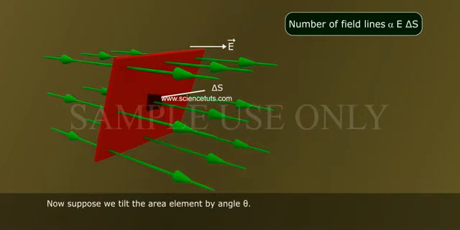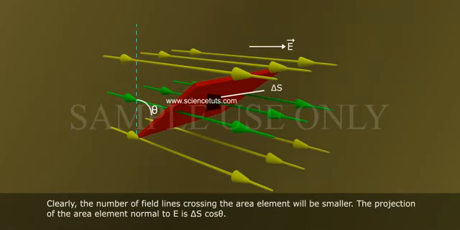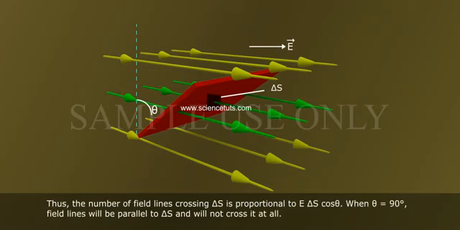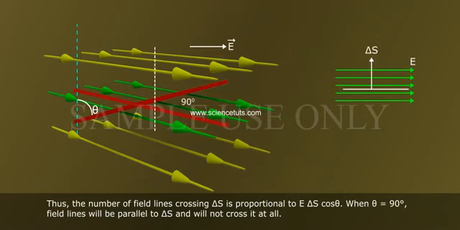Now suppose we tilt the area element by angle theta. Clearly, the number of field lines crossing the area element will be smaller. The projection of the area element normal to E is delta S cos theta. Thus, the number of field lines crossing delta S is proportional to E delta S cos theta. When theta equals 90 degrees, field lines will be parallel to delta S and will not cross it at all.